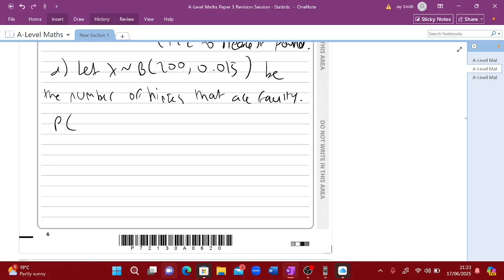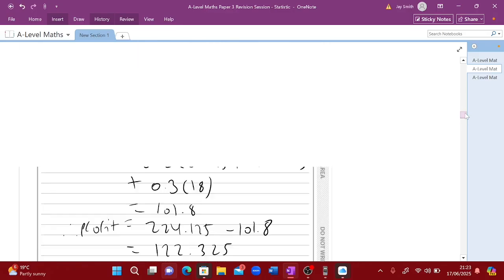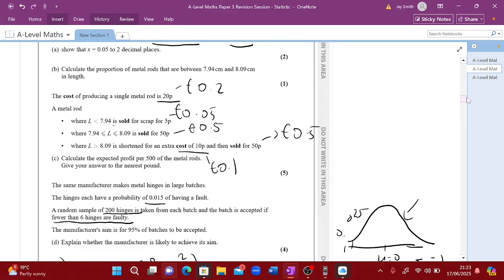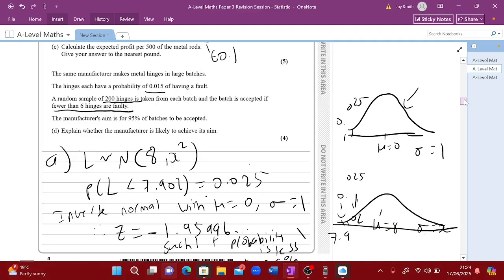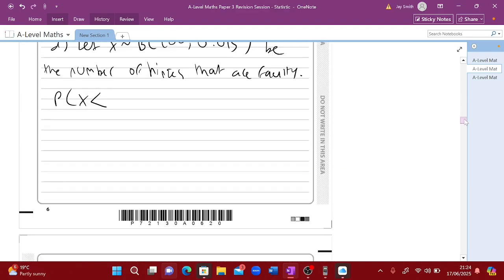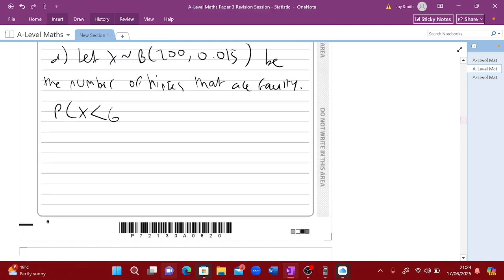Then we want to consider P(X less than... because it's 6, wasn't it? What does it say then? A random sample of 200 is taken, and the batch is accepted if fewer than 6 hinges are faulty. So we want to look for how many batches are accepted, which should correspond to the probability that fewer than 6 hinges are faulty, right? So we need less than 6. That's the probability we consider. X less than 6. Again, because it's a strict inequality, it has to be less than 6. Because it goes in integers 1, 2, 3, 4, 5, 6, the next number down to be equal to is going to be P(X less than or equal to 5), right?